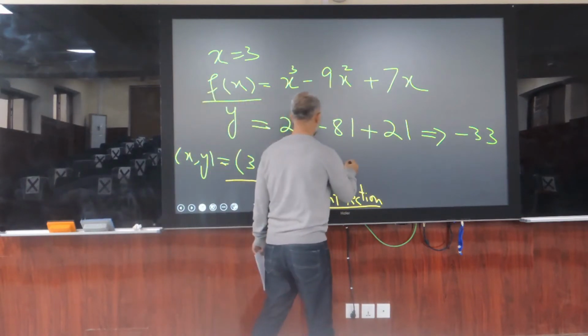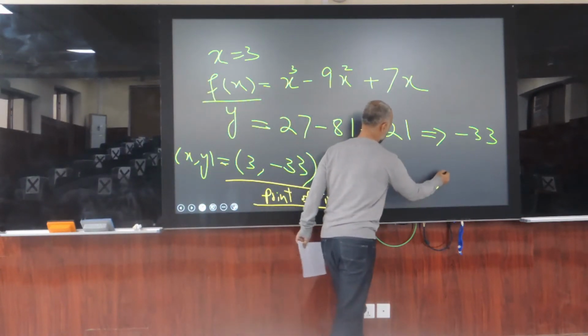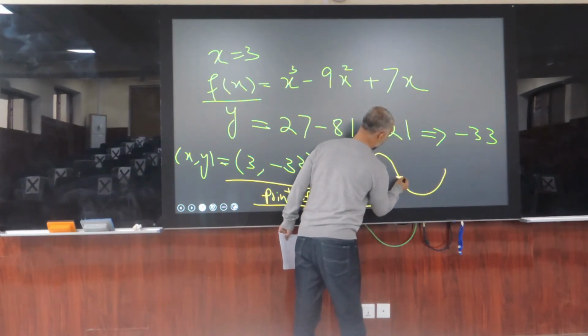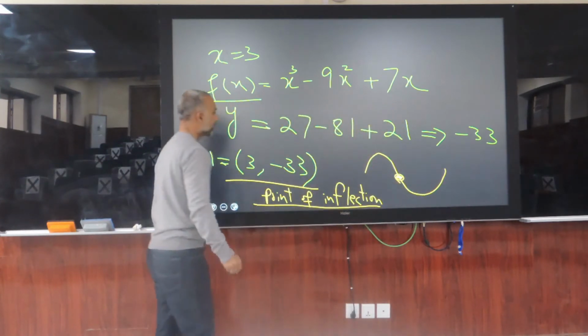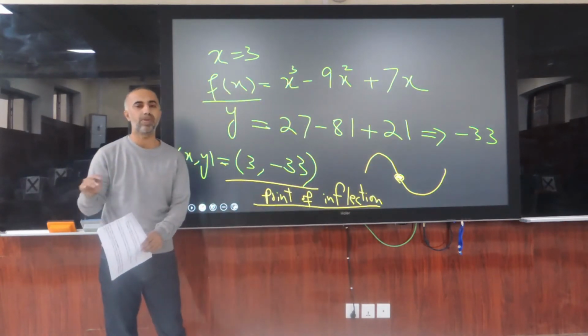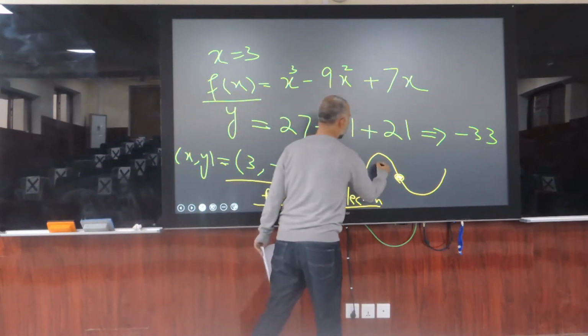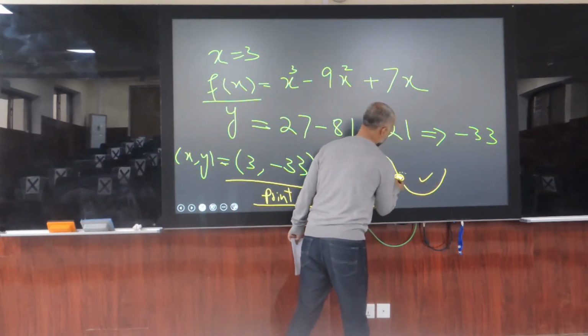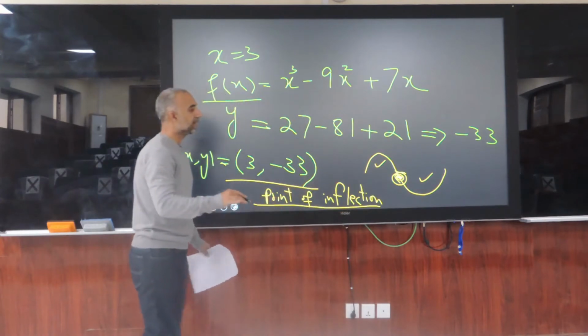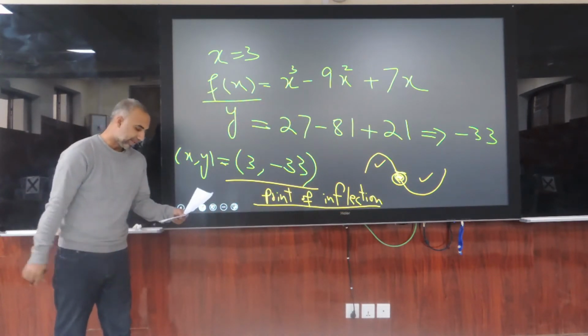For example, this one is a point of inflection, the point between the upward curve and the downward curve. This one is the downward curve and this one is the upward curve. So the transition between downward and upward is known as a point of inflection.